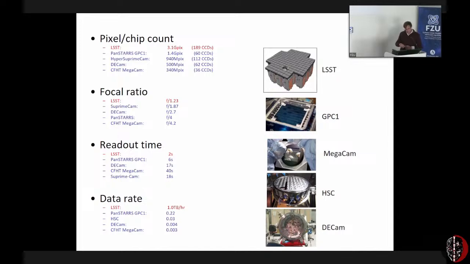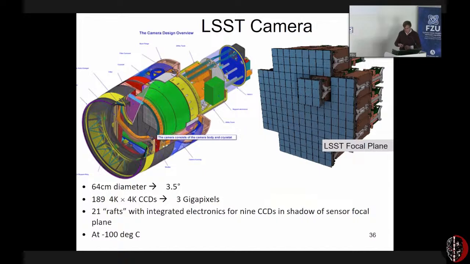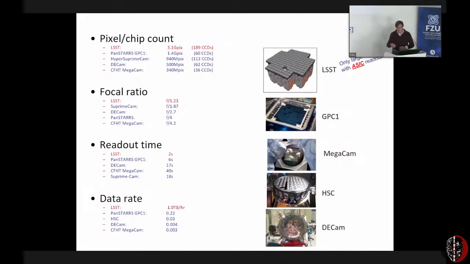Then the readout time is also much faster than others, despite the number of pixels: 2 seconds, that's the requirement. And DECam, for example, is 17 seconds. The data rate, of course, is a product of these 2 things, so it's 1 terabyte per hour. Also very impressive. Also worth mentioning, the LSST camera is the only large mosaic camera in telescopes with specialized ASIC readout. For all other cameras, you take the signal out with a cable.